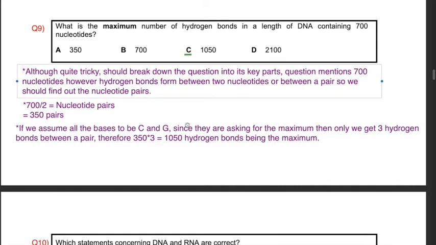Again, in these kinds of questions, you should check if the number given is of nucleotides or nucleotide pairs. If it is nucleotides, you should convert it into nucleotide pairs by dividing it by 2, and then you should multiply it by either 2 or 3. 2 being for the minimum number of hydrogen bonds, 3 being for the maximum number of hydrogen bonds.